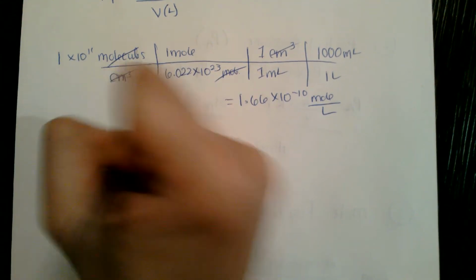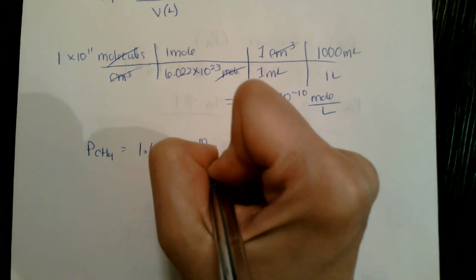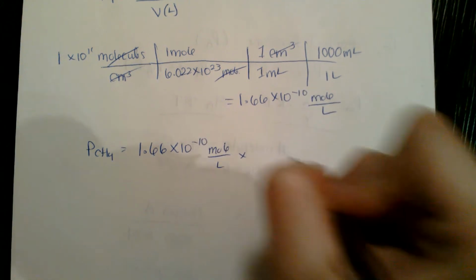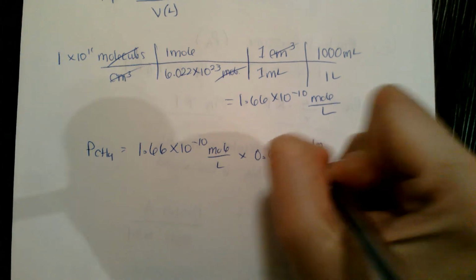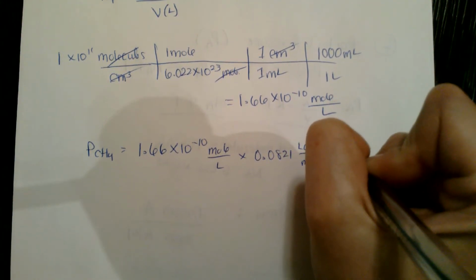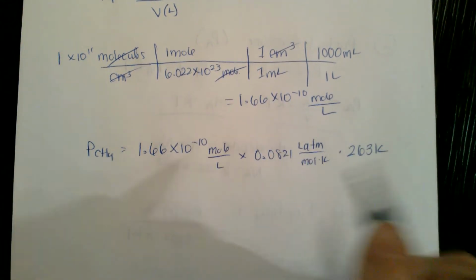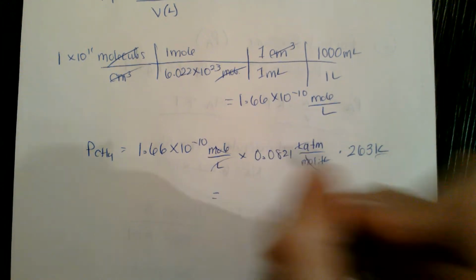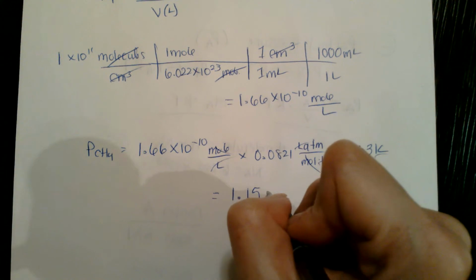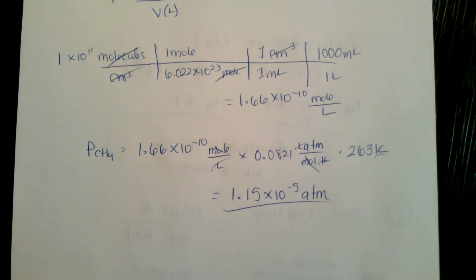So we have 1.66 times 10 to the minus 10 moles per liter times R, 0.0821 liter atmosphere per mole Kelvin, times our temperature in Kelvin, which is 263 Kelvin. If we look, moles cancels, liters cancels, and Kelvin cancels. I punched this in my calculator and got 1.15 times 10 to the minus 5 atmospheres. So that is our pressure of CH4.